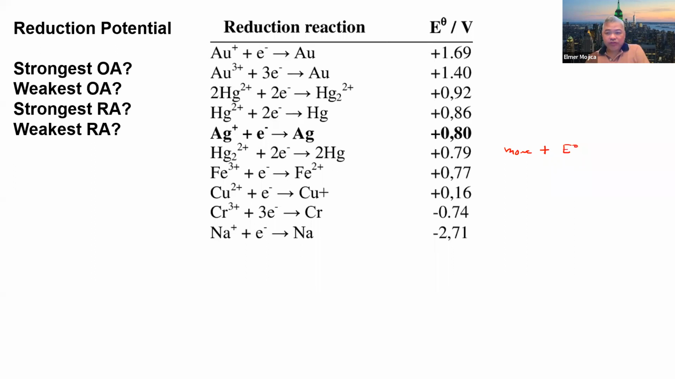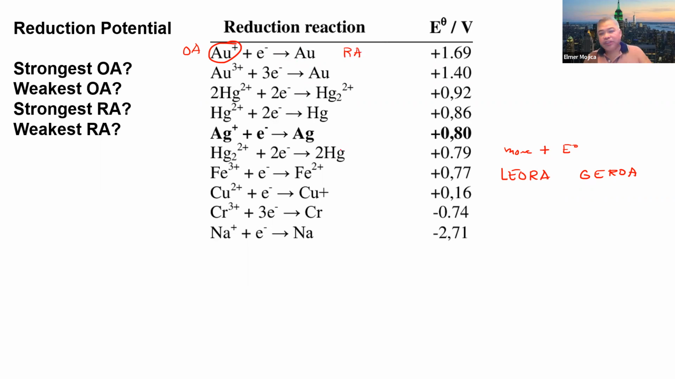Now, another thing that you have to remember is the acronym LEO RA versus GER OA. If you're not sure about this, it is lose electron undergoing oxidation and reducing agent, and gain electron undergoing reduction and oxidizing agent. So what does it tell us? If this undergoes reduction, that means this species here is an oxidizing agent, and the species that forms here is the so-called reducing agent.